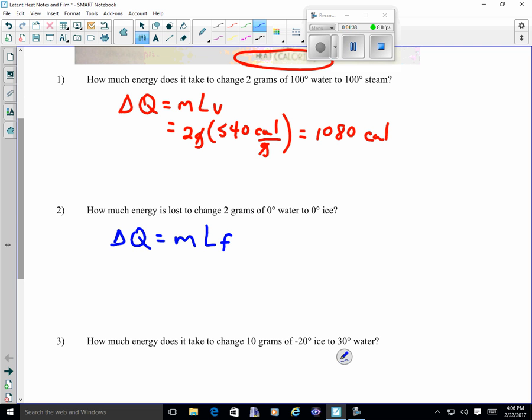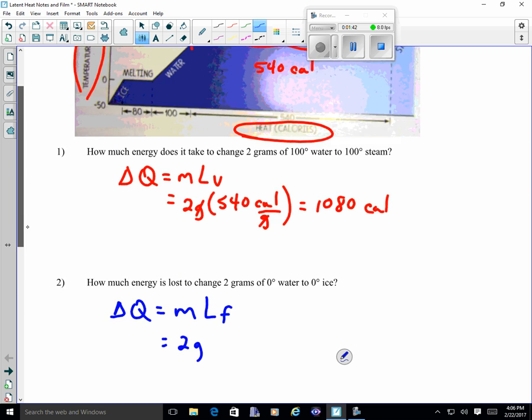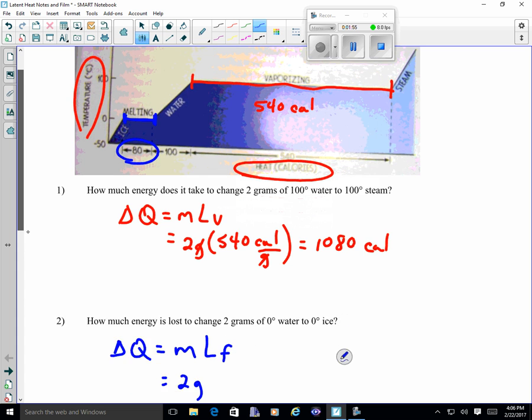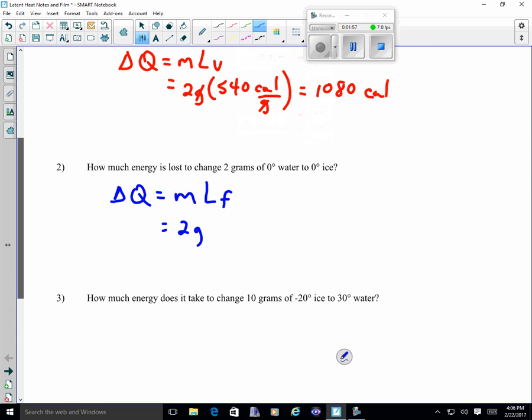But if you look at the chart up here, it doesn't take 540 calories to do that. It only takes 80. So here is 0-degree water. Here is 0-degree ice. So if you take away 80 calories, you end up getting the latent heat of fusion. So 2 grams times 80 calories per gram ends up giving you 160 calories. It's actually a negative because you're losing those calories.